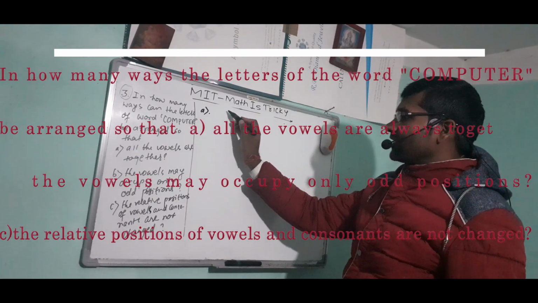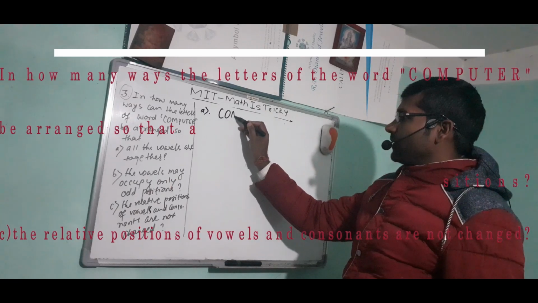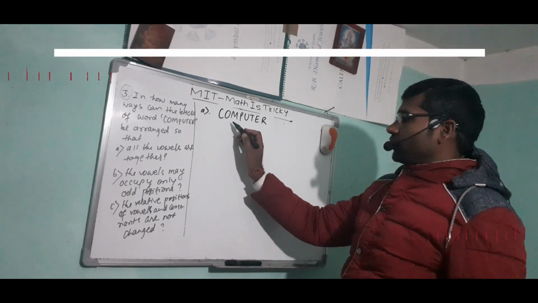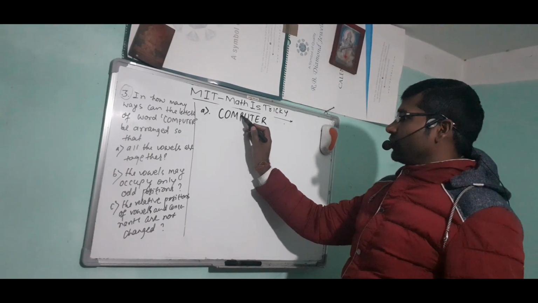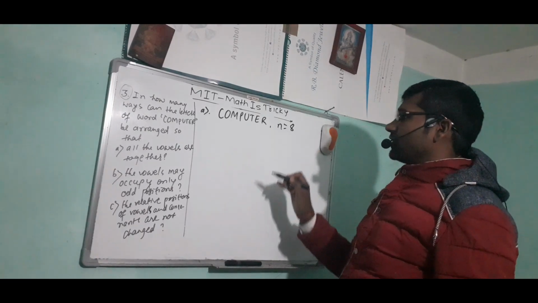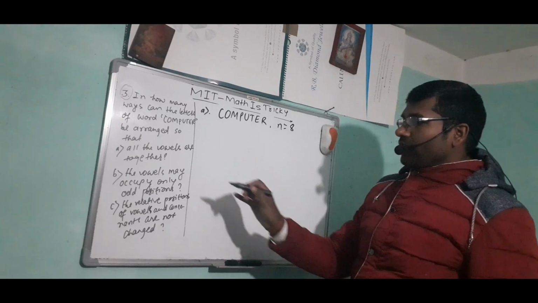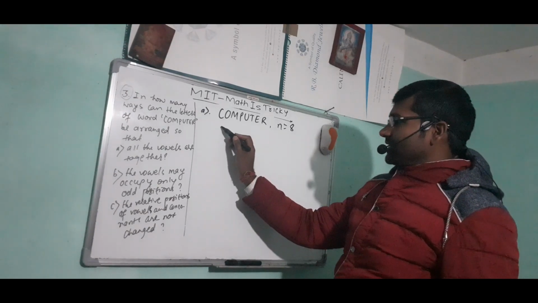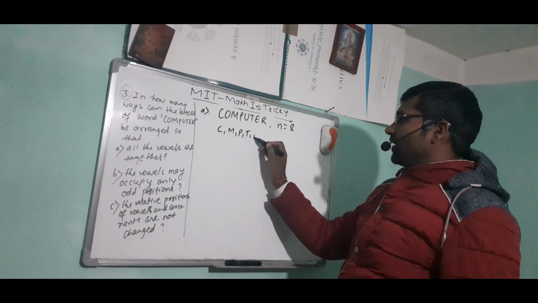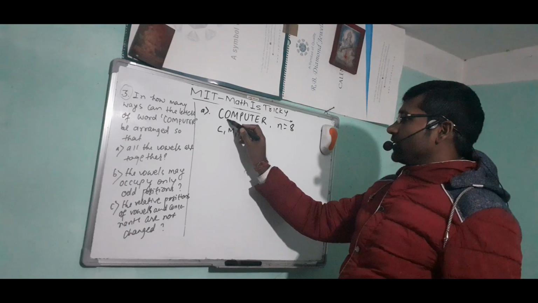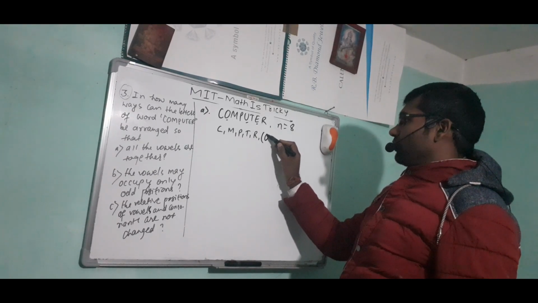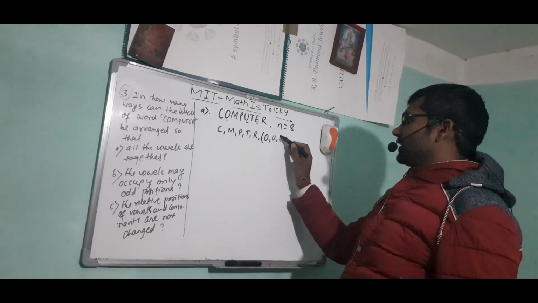The word is COMPUTER. So n is 1, 2, 3, 4, 5, 6, 7, 8. n is 8, the total number of letters. Vowels together means we have to write C, M, P, T, R, and then all the vowels, that means O, U, E, will be together.